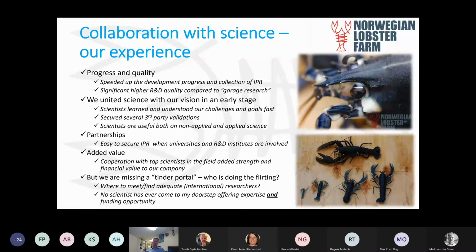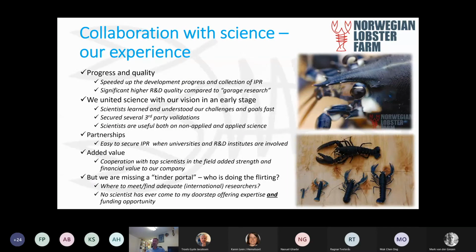Our experience using researchers or R&D institutes regarding progress and quality: we speeded up the development progress, and also the collection of IPR became much faster. And the quality of the R&D was, of course, much higher than doing research in your own garage. It will never be completely satisfactory to do a lot of the R&D on your own. You need to have support systems to use scientific knowledge.